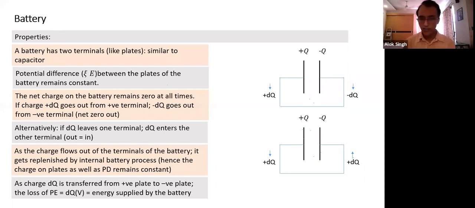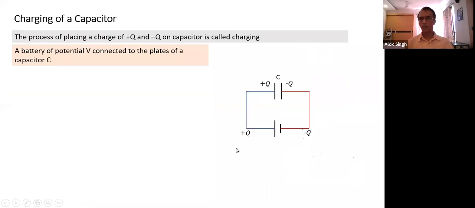So what is the energy supplied by the battery? When charge dq flows, the energy supplied by the battery is dq into v. Is it complicated? No. These are all small points, but all small points should be clear because small points are what give you trouble: sign convention, what is happening, what is flowing. All these points should be clear. Any doubt? Yes, Vignesh, any doubt?